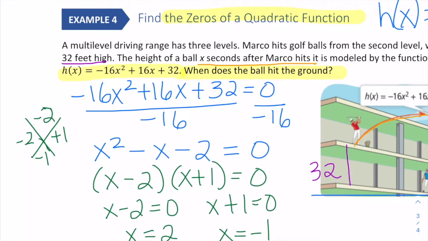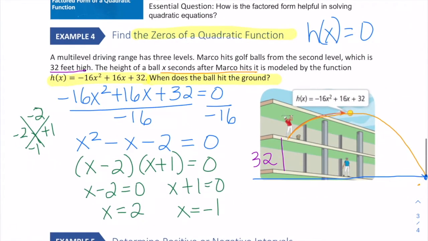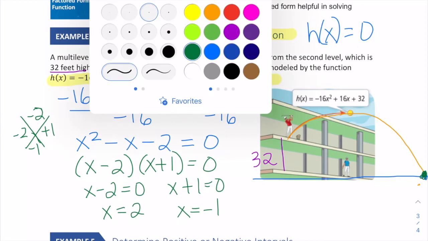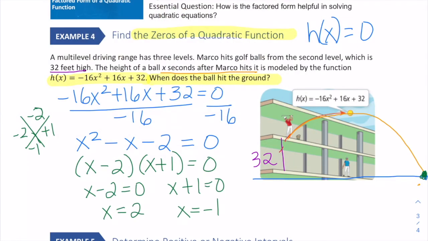Those are our zeros. But remember when we looked at this path of the golf ball, we're looking for when it hits the ground over here, not when the parabola hits the ground over here, right? So this is a parabolic function here, but this point doesn't represent the time, because that's before Marco hit it. So we have to make sure that we're looking at the word problem and using the value that best represents the situation.